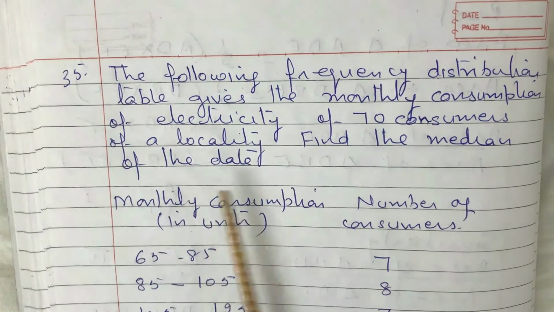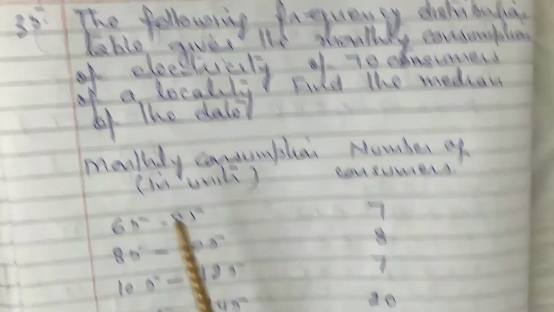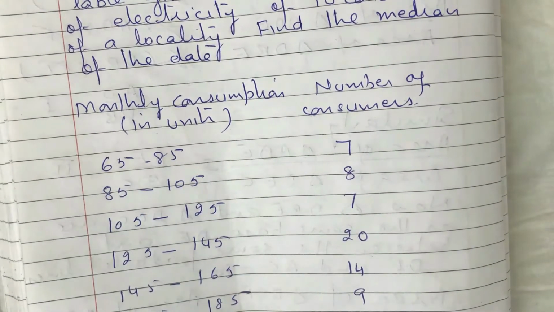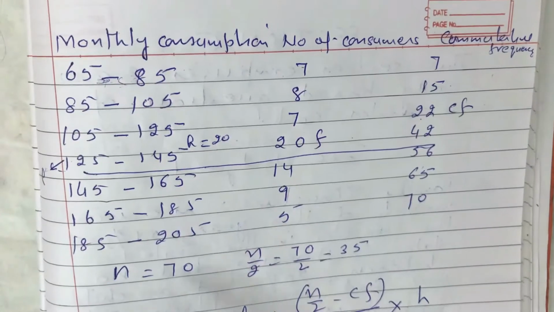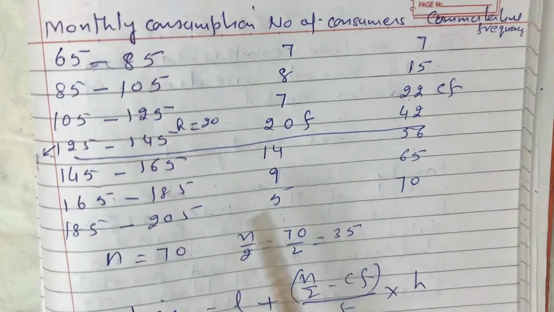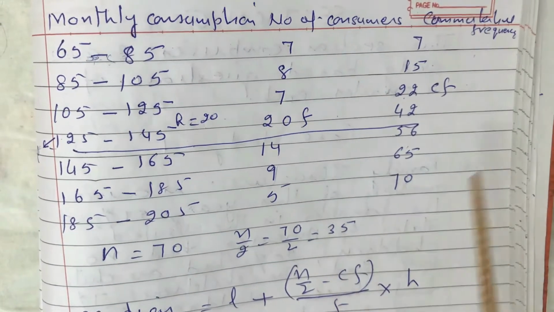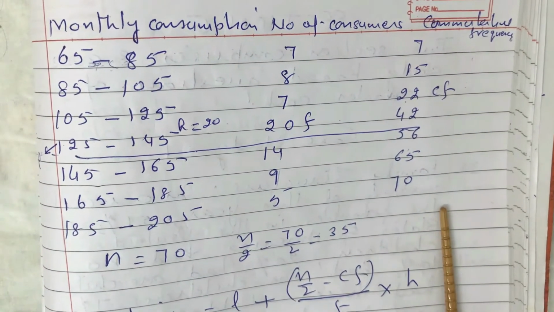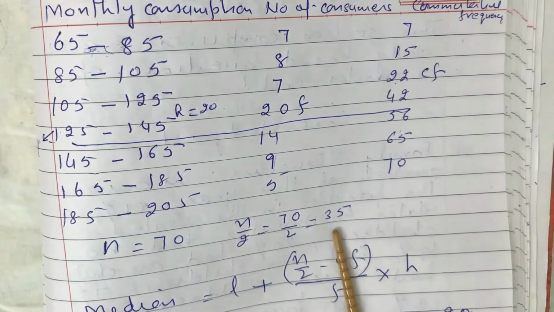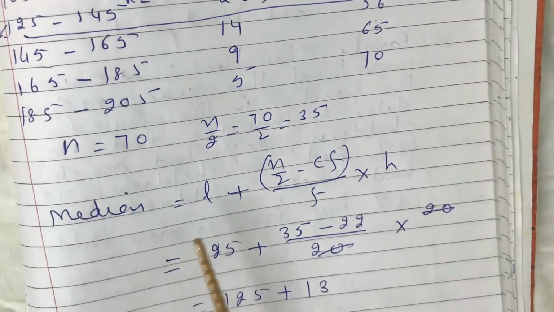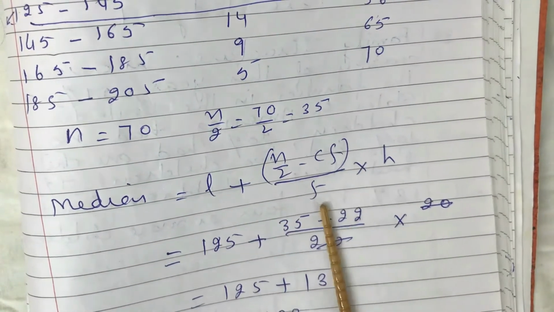Find the median of the data. Monthly consumption in units is given, and the number of consumers is given. So this is the monthly consumption, this is the number of consumers. Write the cumulative frequency because I am to find the median, and here it is 70, so n by 2 is 35. The formula for median is L plus (n by 2 minus CF) upon F into H.